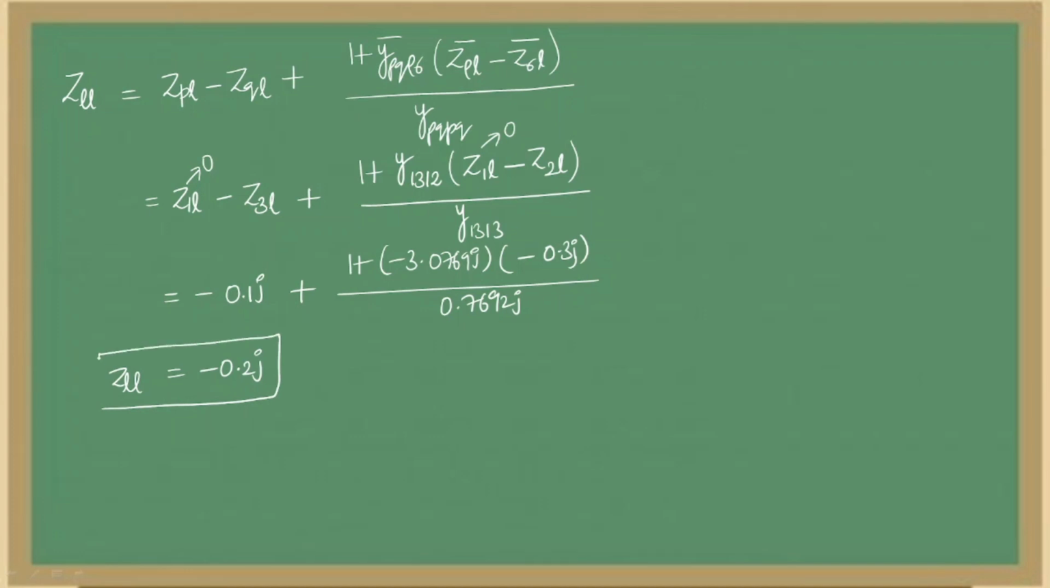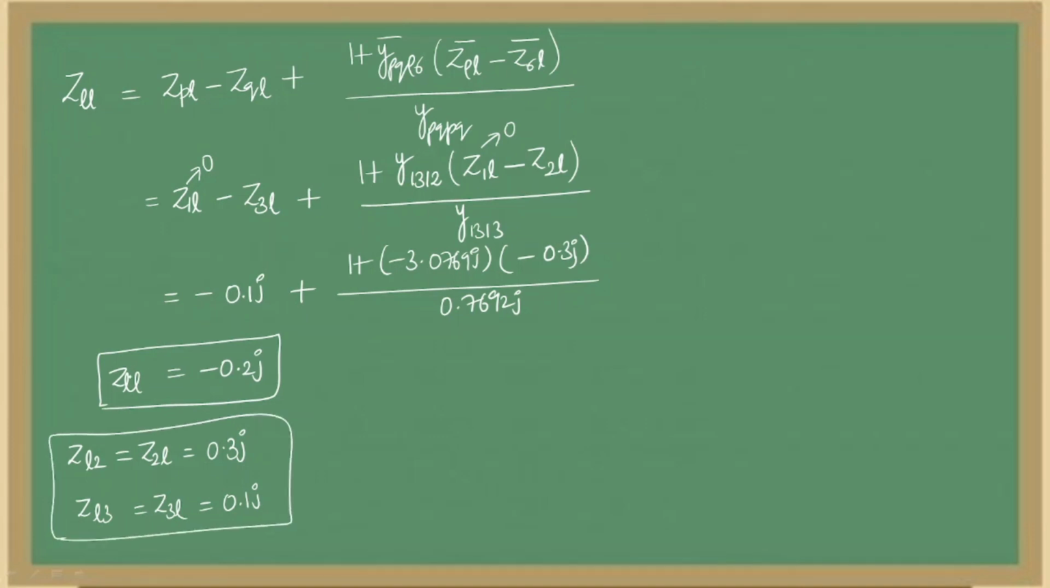Minus 0.2J. Okay. Now let me write everything on this slide itself. We got ZL2, which is also equal to Z2L, as 0.3J. Next, ZL3, which is also equal to Z3L, and we got this value as 0.1J. These are the off diagonal elements and this is the diagonal element.